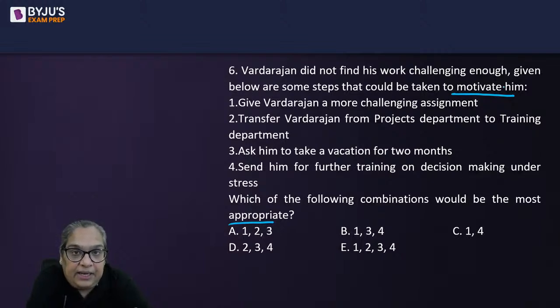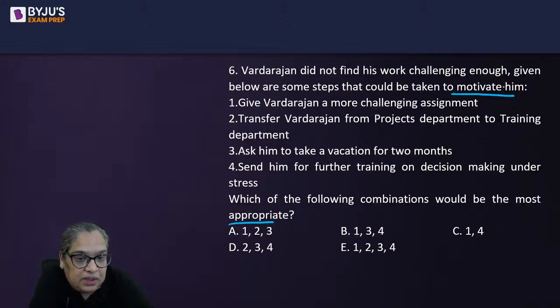Which ones are likely to motivate him? 1, 2, 3; 1, 3, 4; 1, 4; 2, 3, 4; or all of the above. 1, 2, 3, 4. Question 6. What do you think will motivate him to do better, to get some more interest in his work? C, 1 and 4.